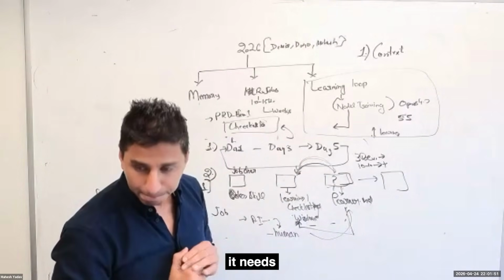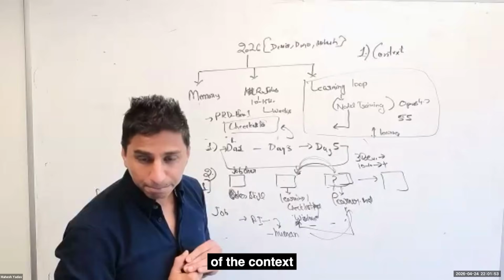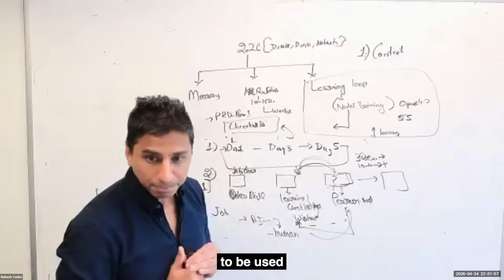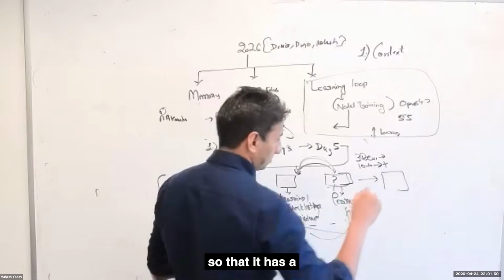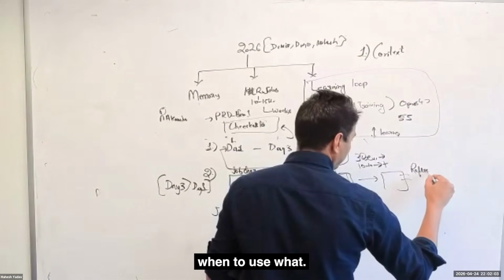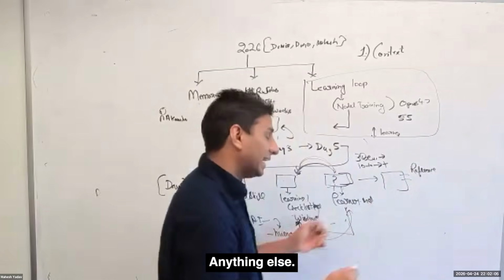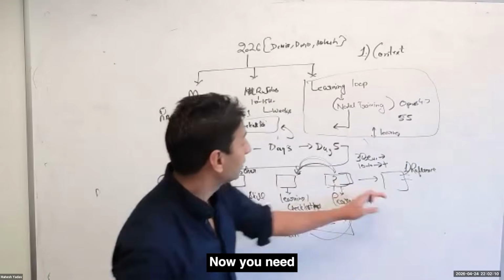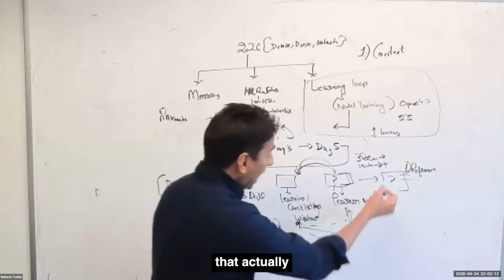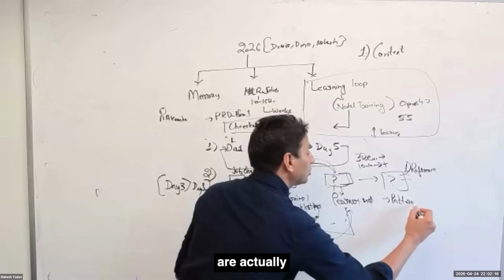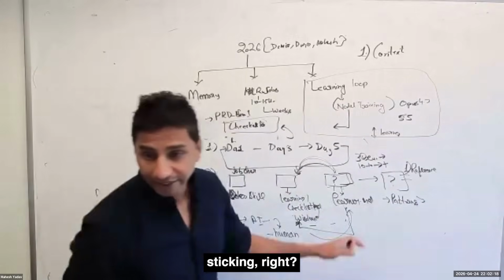Mahesh, it needs an information architecture in terms of the context of when this checklist has to be updated and when it has to be used, so that it has a hierarchy and a graph of when to use what. Okay, great. Anything else? So what Nishita is suggesting is that now you need a fourth thing that creates patterns and sees which patterns are actually sticking.